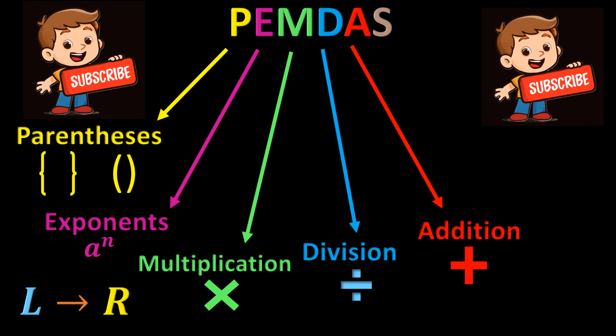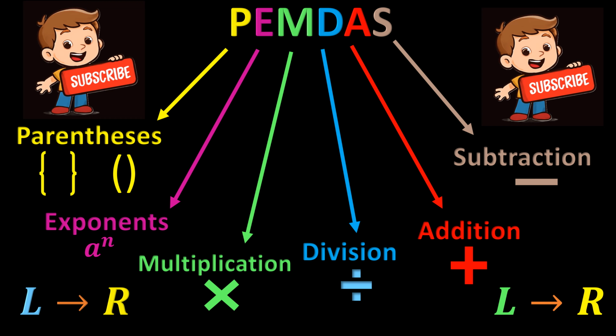Finally, we finish with addition and subtraction. Like multiplication and division, these are also equal in priority, so we again go from left to right. So, to sum it up, parentheses first, then exponents, then multiplication and division from left to right, and finally addition and subtraction from left to right. Following this order ensures our answer is always correct and consistent.